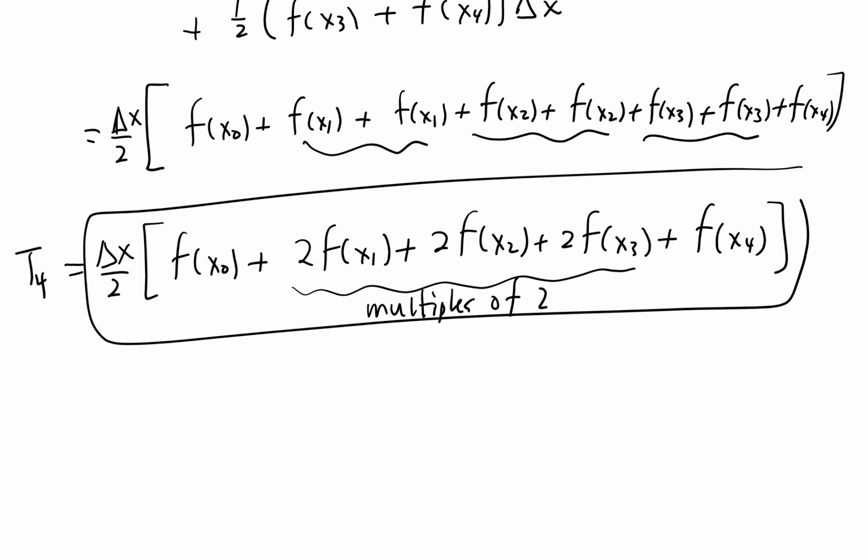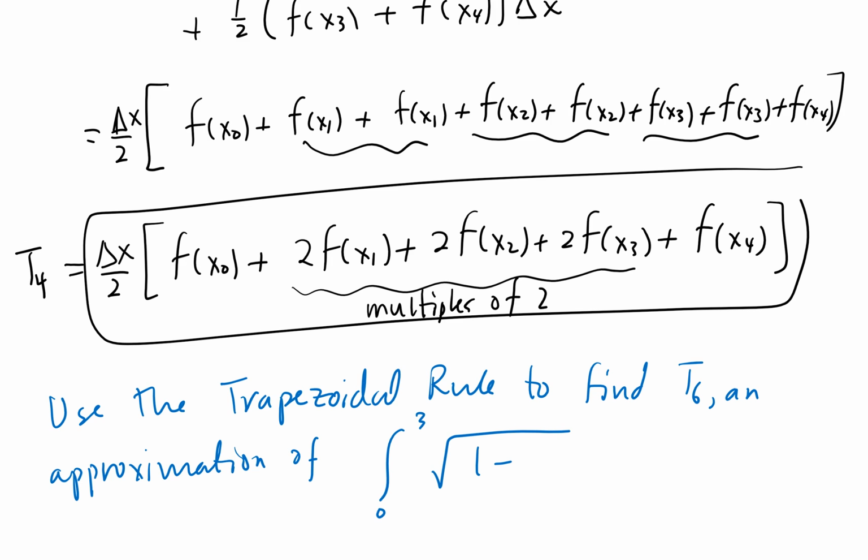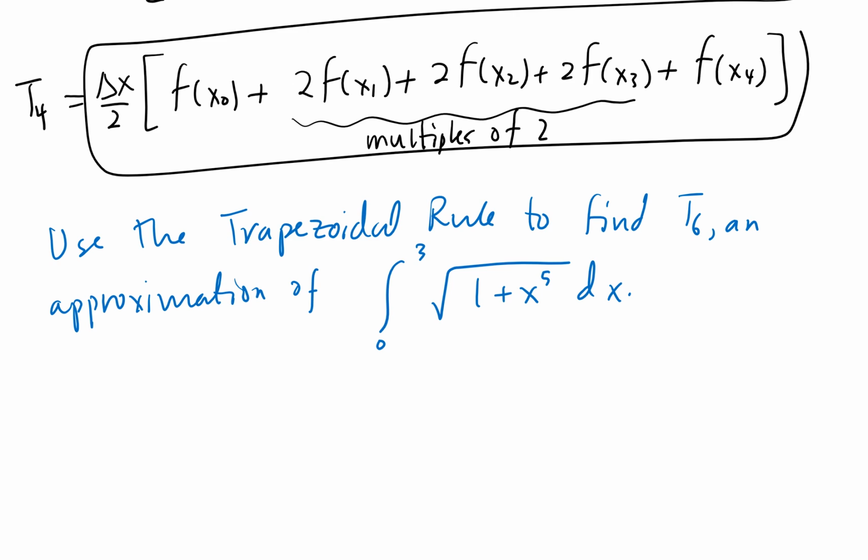We can take an example to do this. Use the trapezoidal rule to find T sub 6, an approximation of the integral from 0 to 3 of the square root of 1 plus x to the 5th dx. This one is almost impossible to do by hand. That's why we try to find an approximation for it.